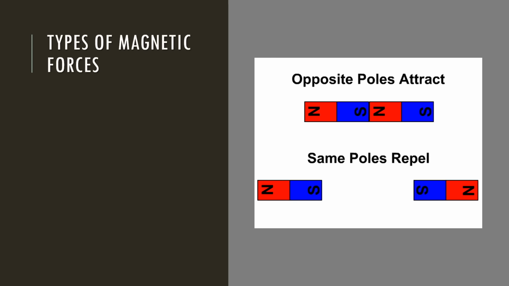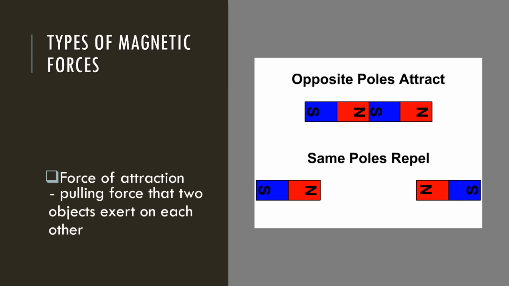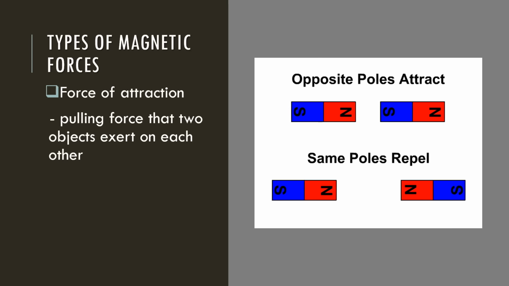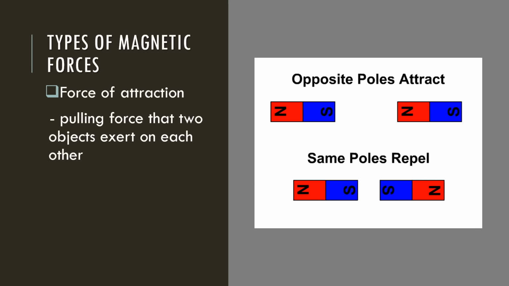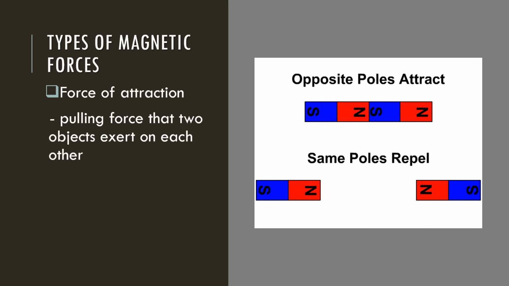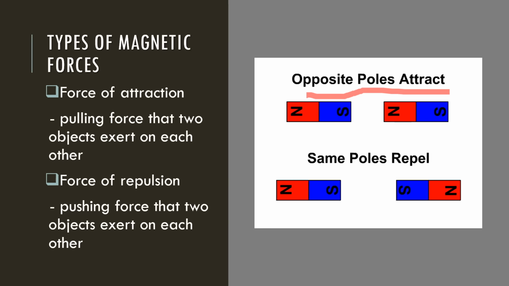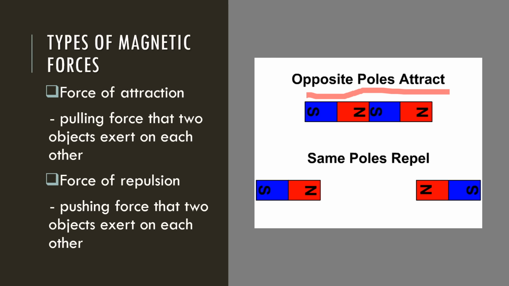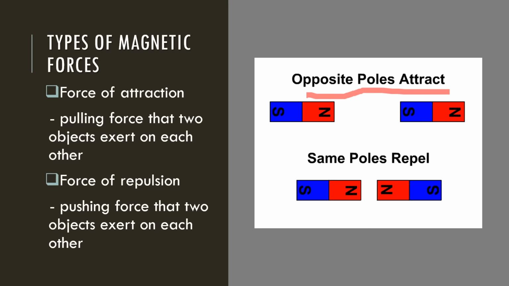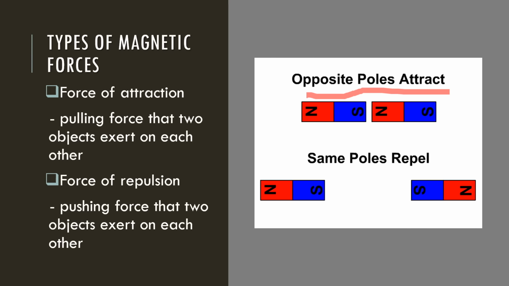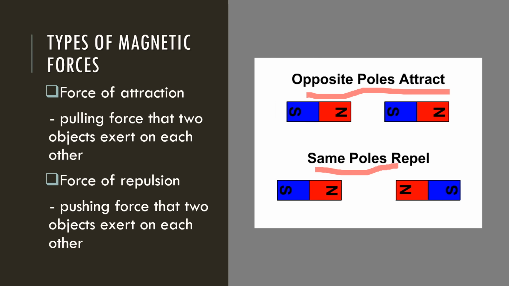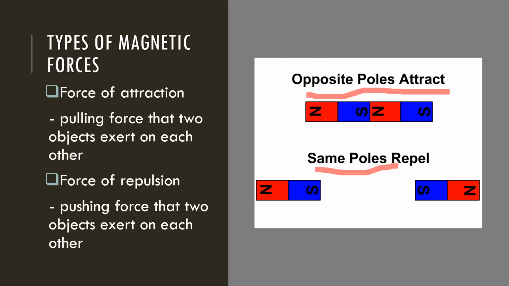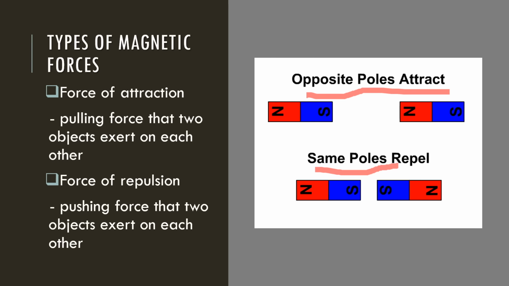If we go into detail with the types of magnetic forces that occur, we have two types. Our first one is the force of attraction, which is the pulling force that two objects exert on one another, and this will occur when we have two opposite poles. So we have a north and a south pole. Our second type of magnetic force is the force of repulsion. This is a pushing force that two objects exert on one another, and this occurs when we have two of the same poles, so either a south pole and a south pole, or a north pole and a north pole.